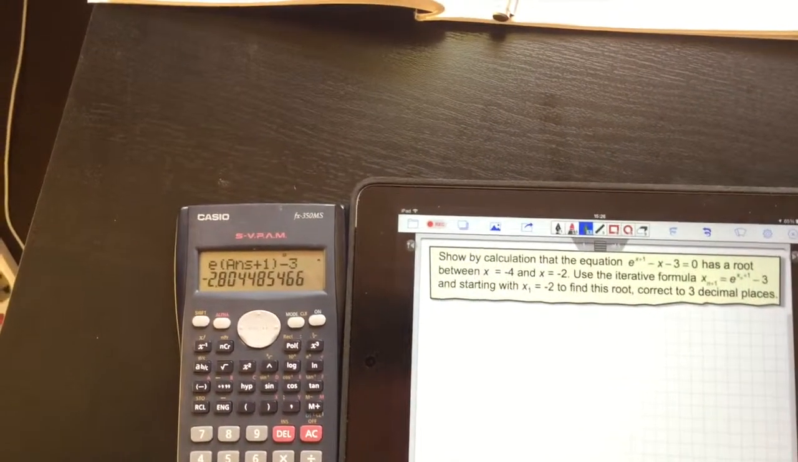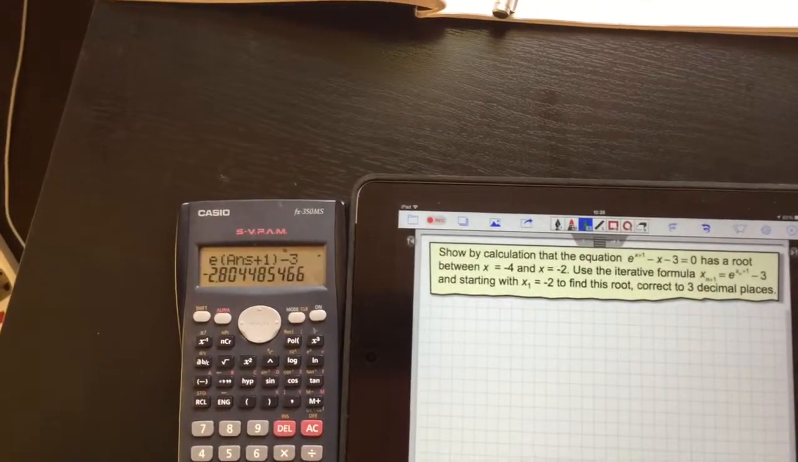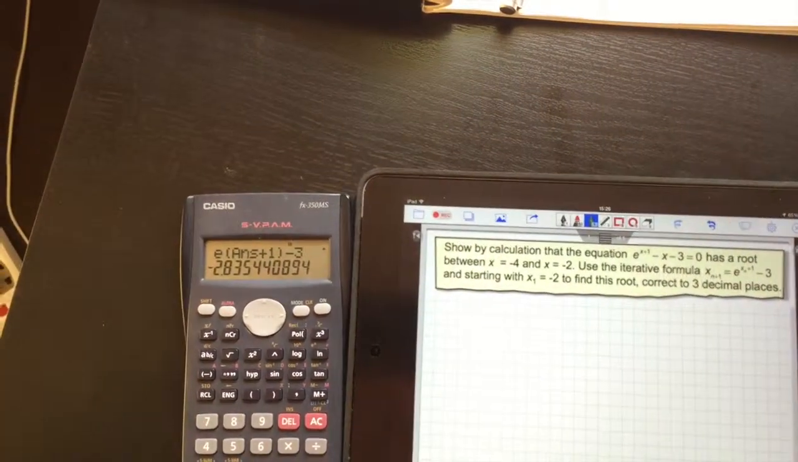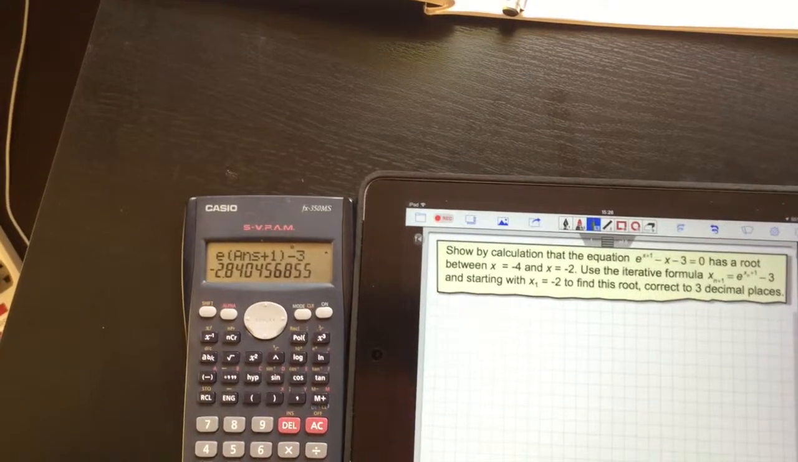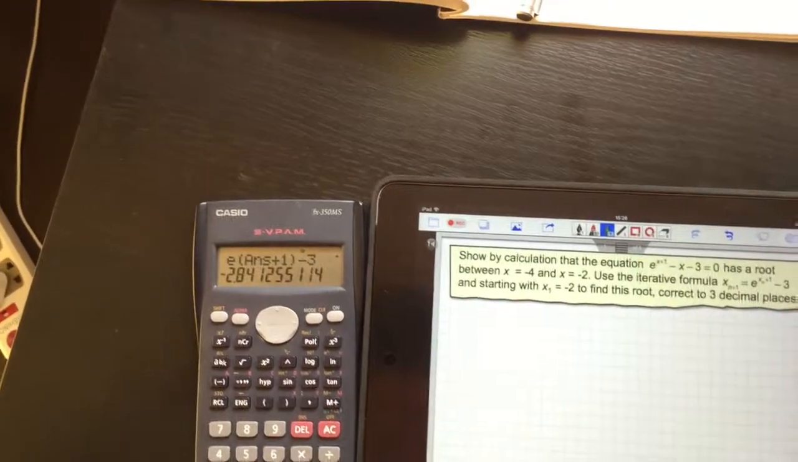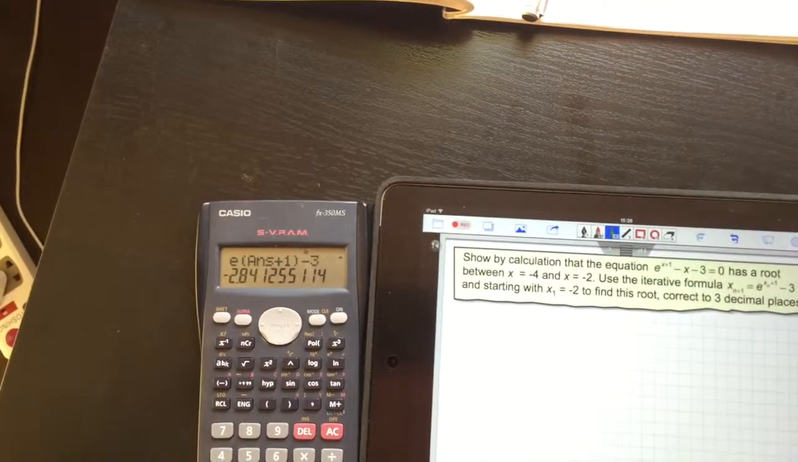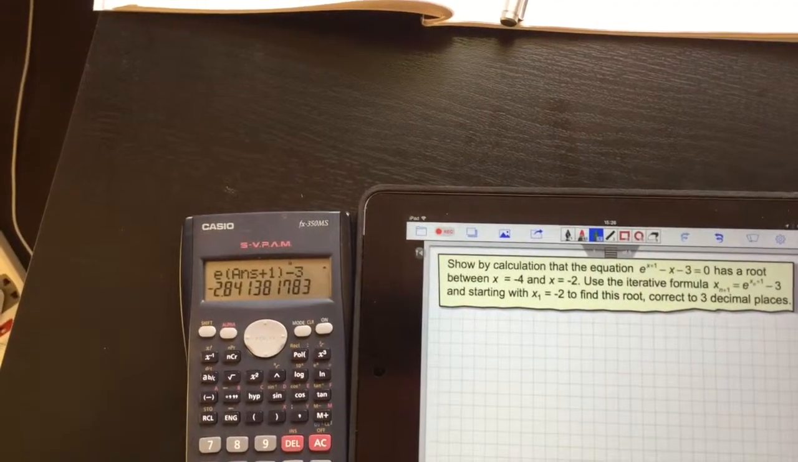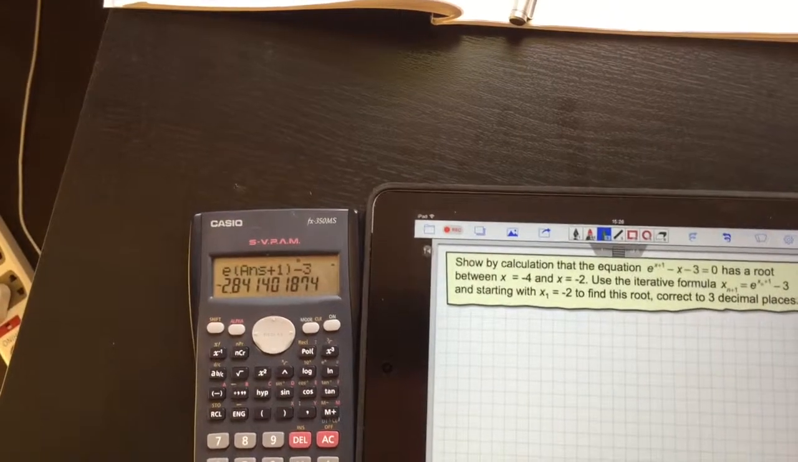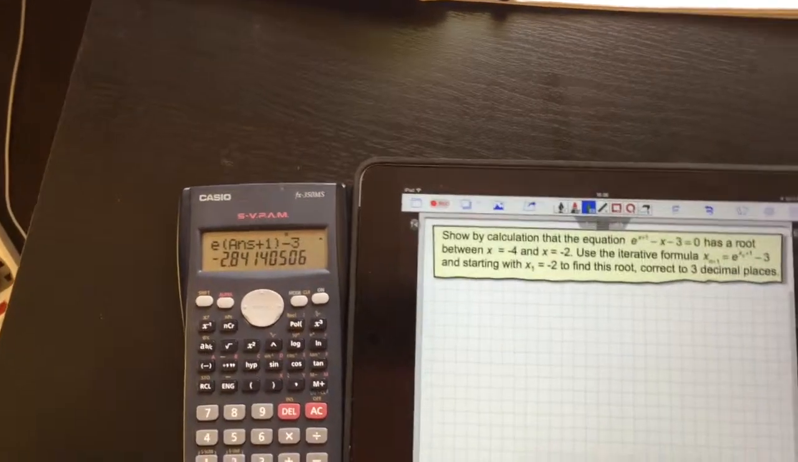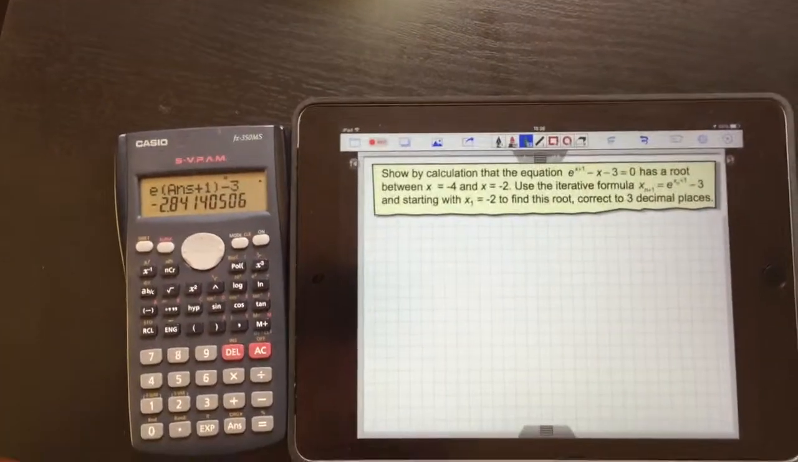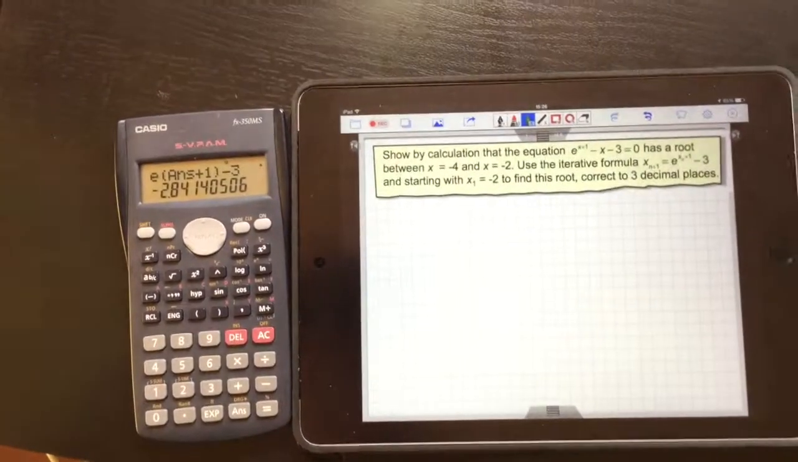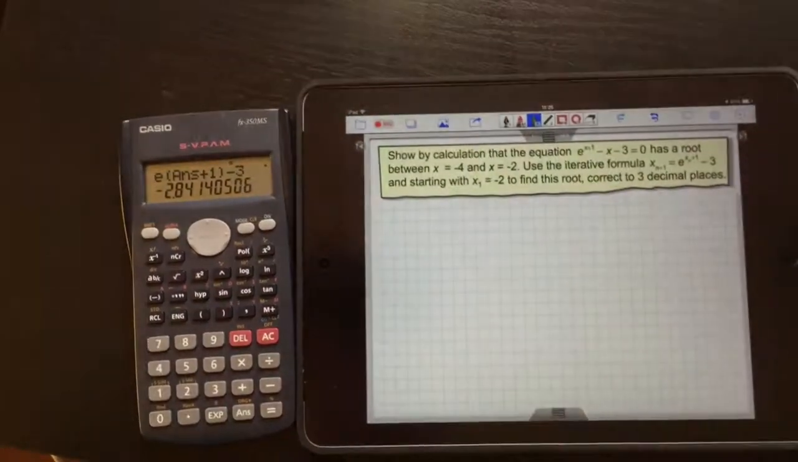If you press it again, you'll get the second iteration. Press it again, you get the next iteration. So all we're doing is pressing equals to get the next one, and now we've got agreement to minus 2.84. Okay, we've still got agreement, and you can keep pressing it, and it will converge onto the root that way. Okay, so that's how you use your calculator for that question.